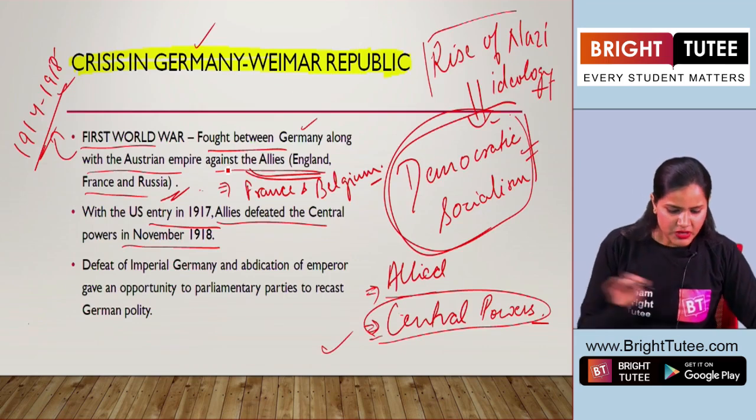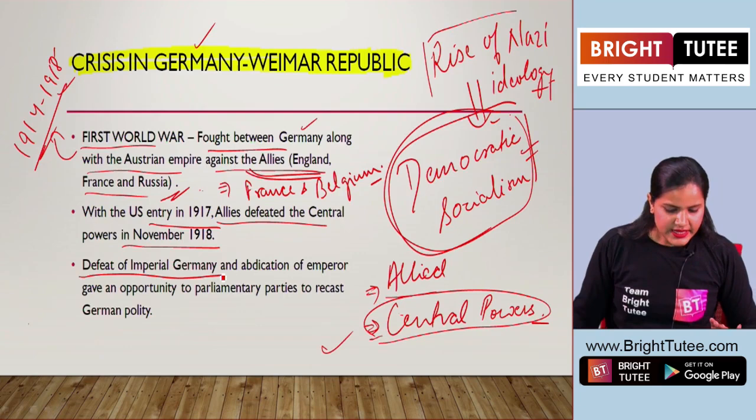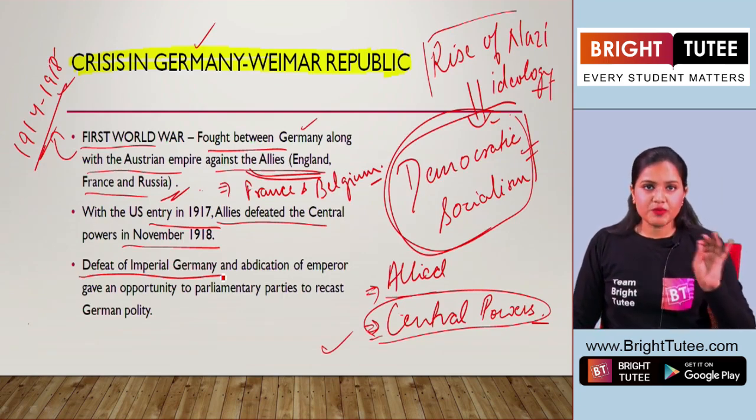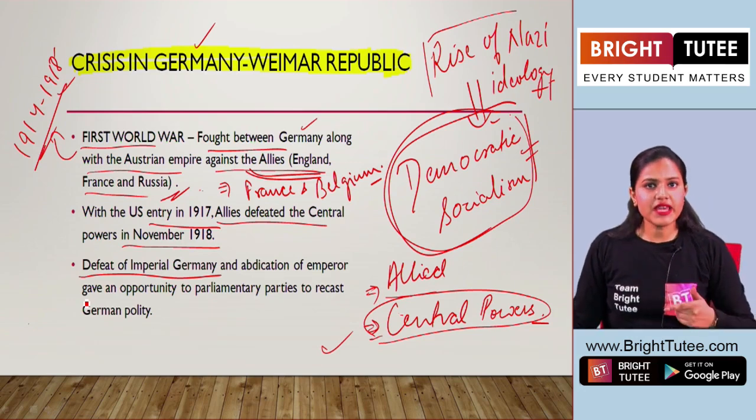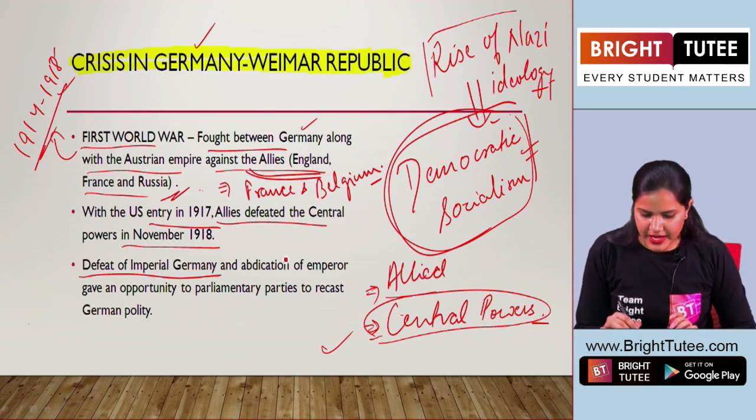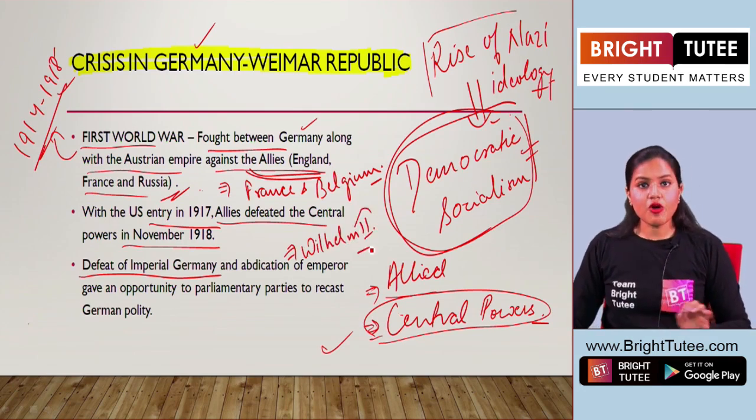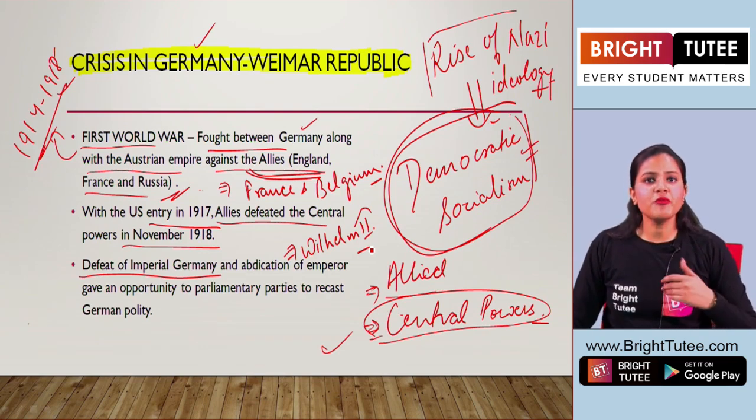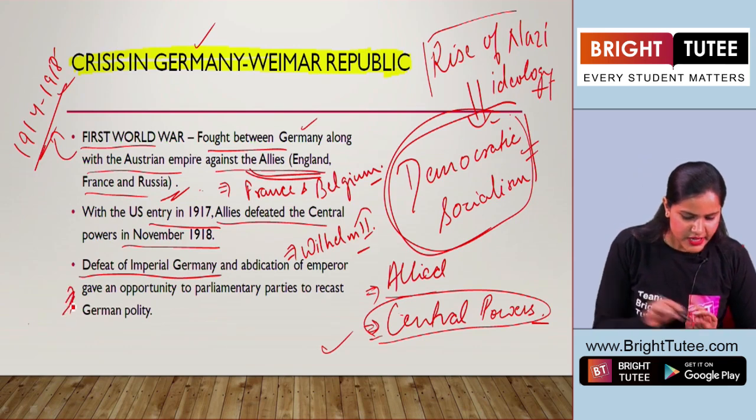Now what was the scenario in Germany? So here we see that it led to the defeat of Imperial Germany and the abdication of the Emperor. Now who was the Emperor during this period? It was Wilhelm II, who was the Emperor of Germany. So he had to formally renounce the throne, right, from the kingship here.